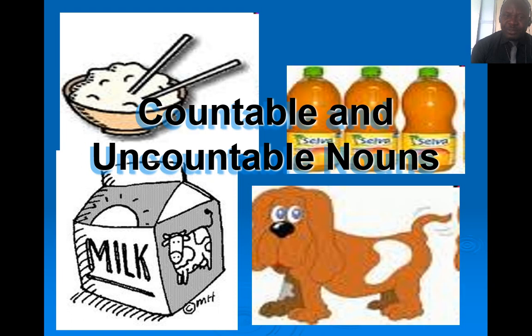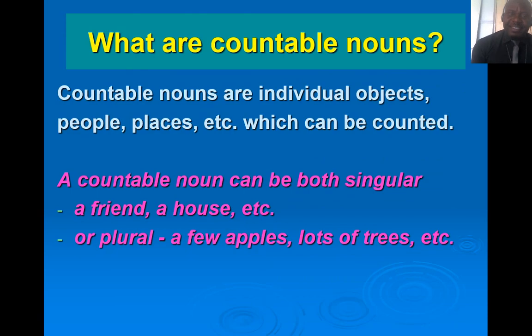In today's class, we'll be talking about countable and uncountable nouns. What are countable nouns? Countable nouns are individual objects, people, places, and so on and so forth, which can be counted or numbered. A countable noun can be both singular, as in a friend, a house, and so on, or plural, as in a few apples, lots of trees, and so on.